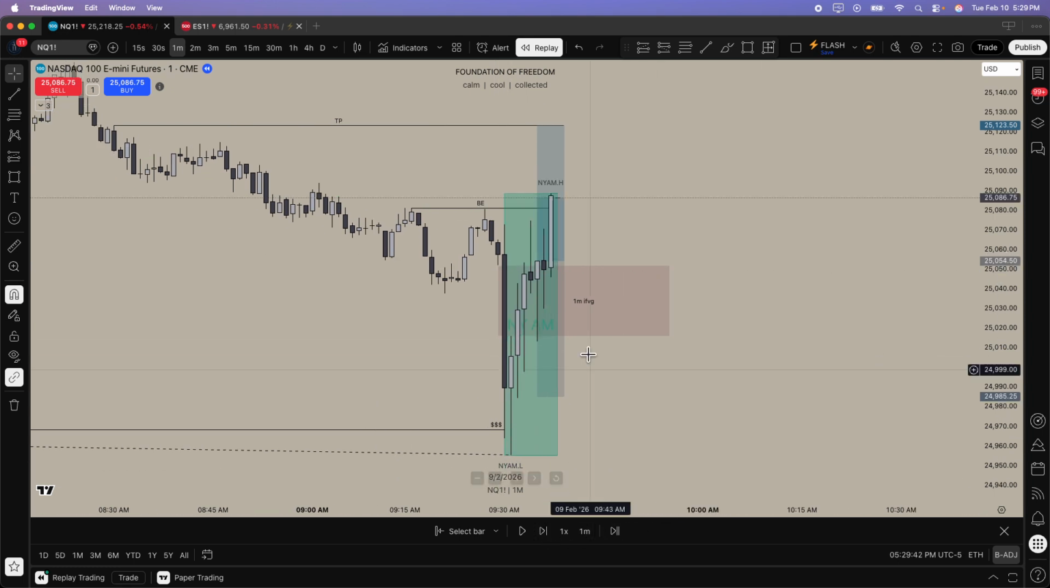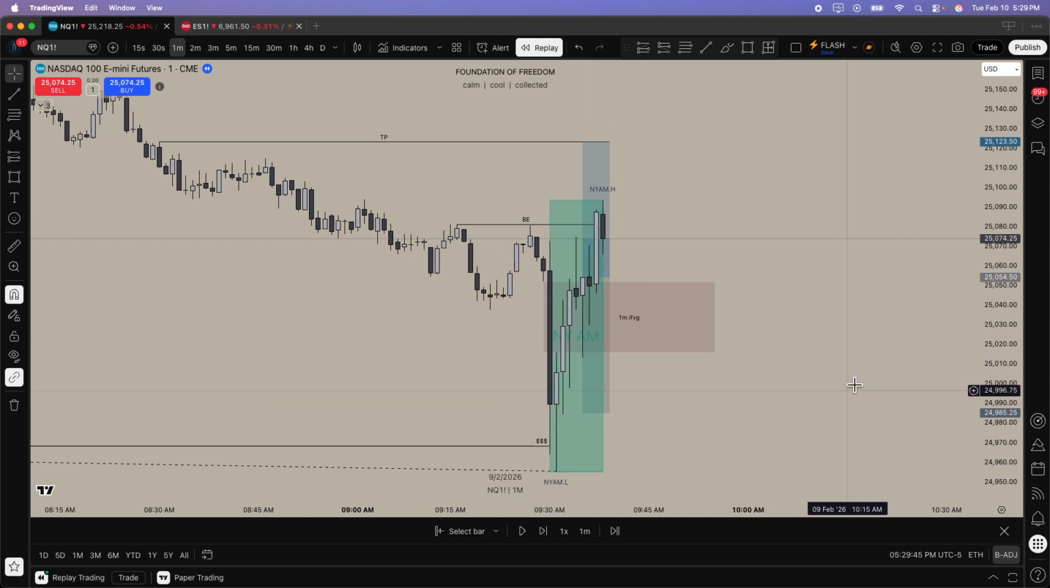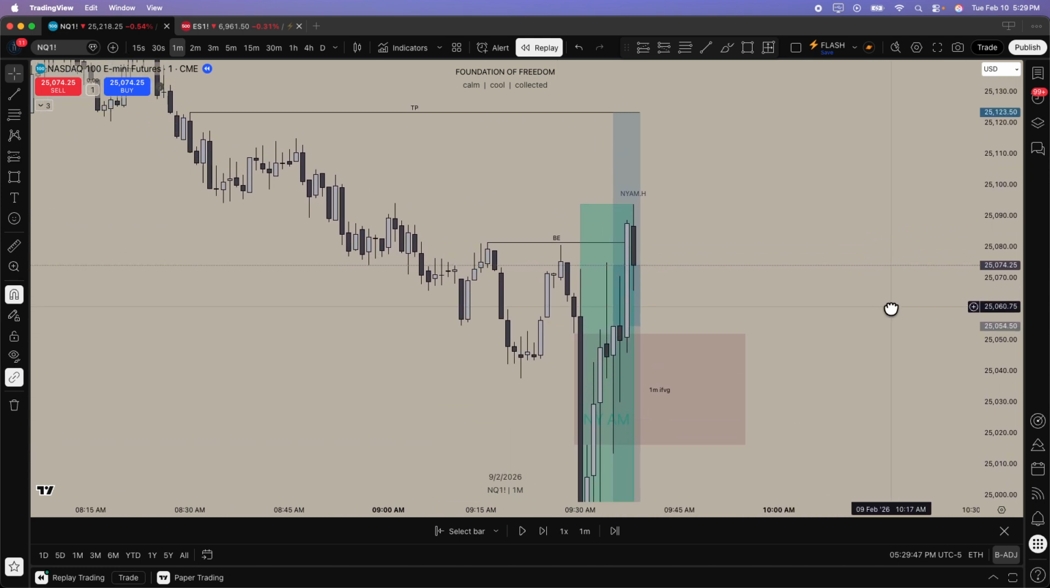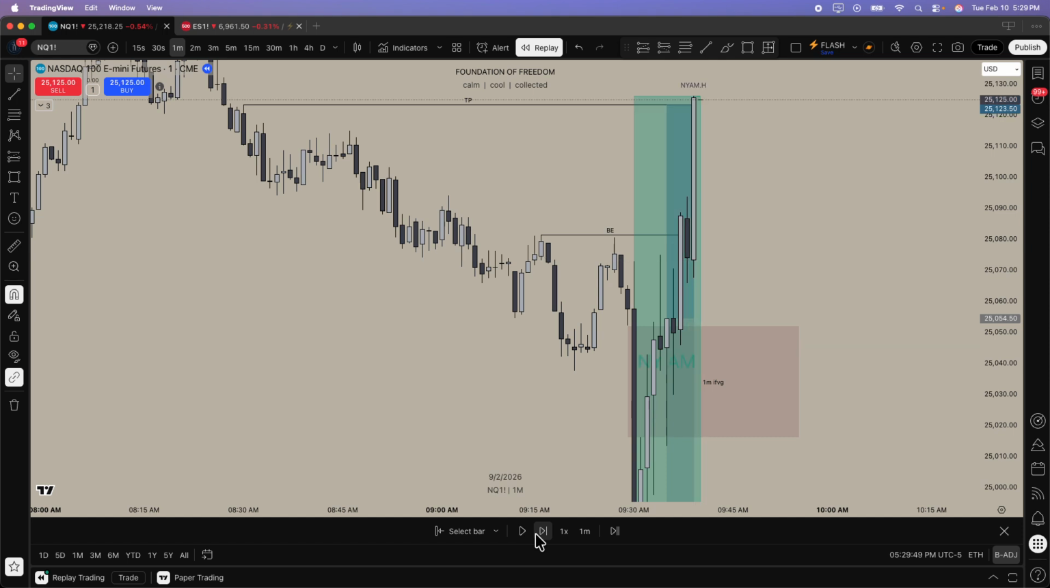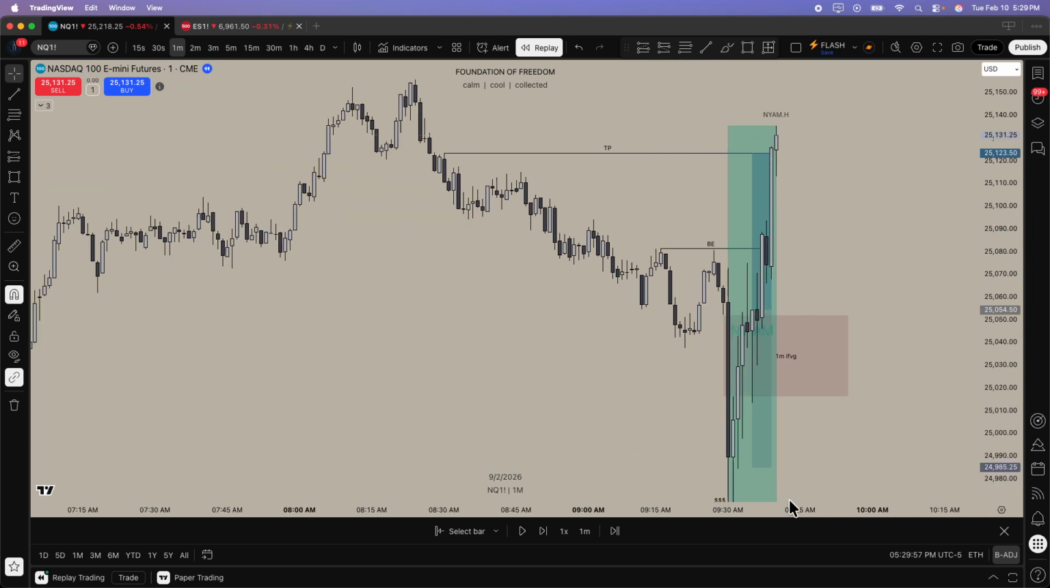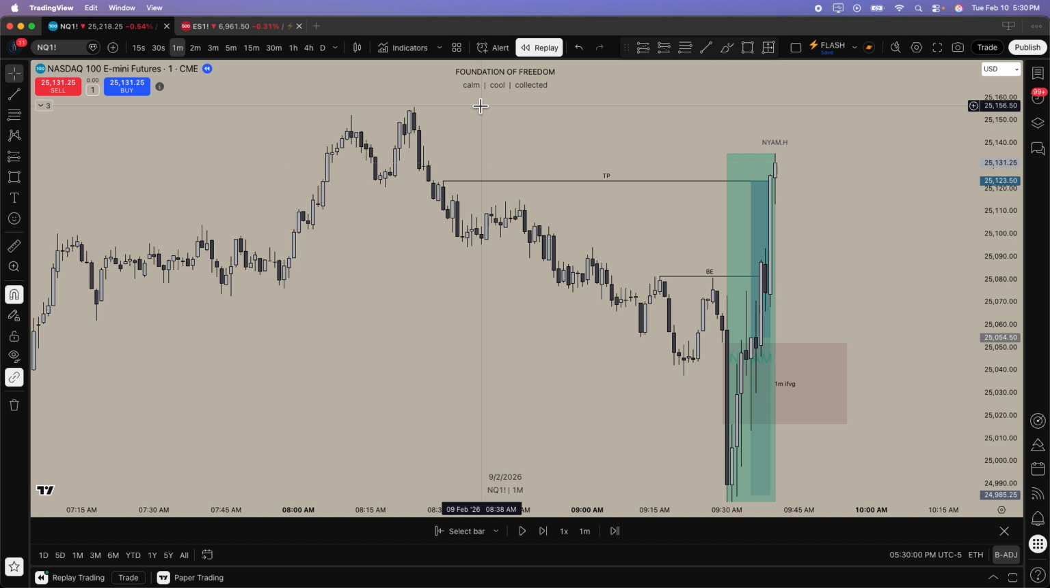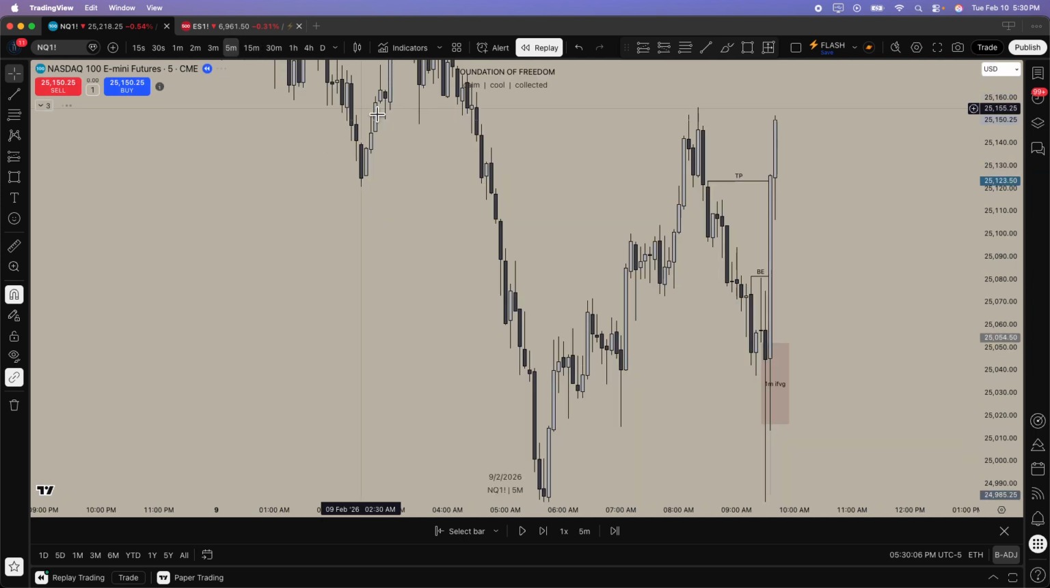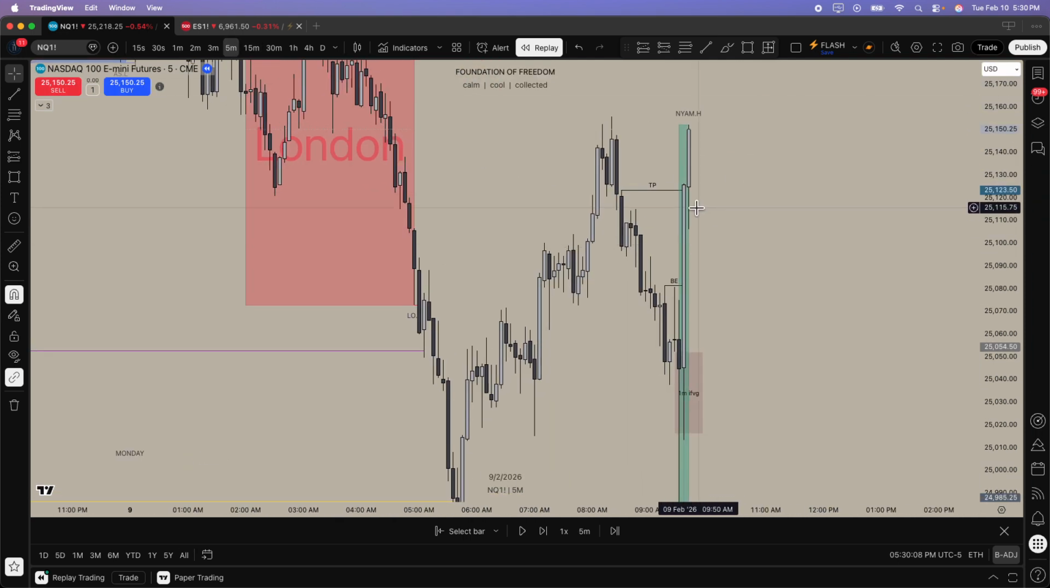So we came up. I went BE at that point, and in the matter of about 3 minutes, skyrocketed to TP. I wanted my full TP to be this buy side here, but for whatever reason, I just took out at that point. We can go to the 5 minute now. So we did have a little 5 minute there.